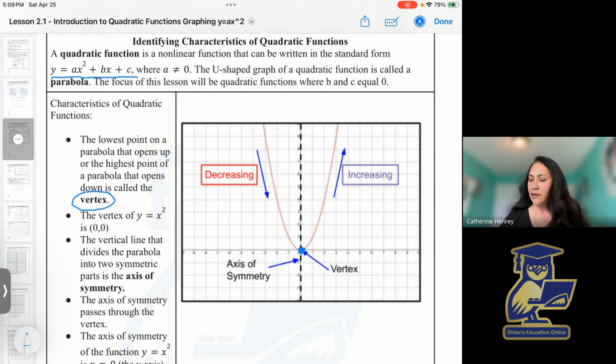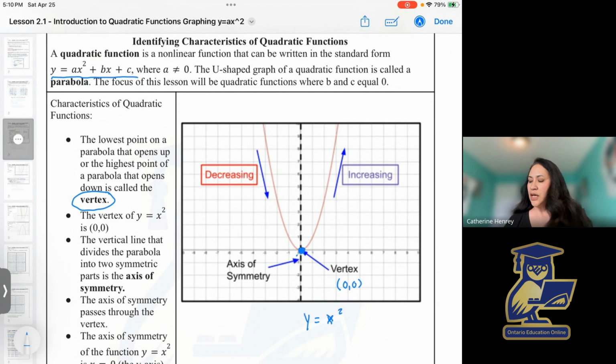So this graph happens to be the graph of y equals x squared. That's our basic quadratic, our parent function. For this function, the vertex is at 0, 0. You can see that point right there.